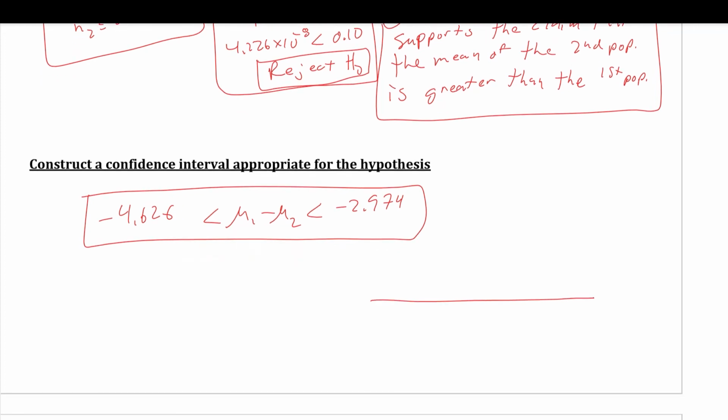Again, if you look at the number line here, we have our lower bound and our upper bound. This is negative 4.626, and this is negative 2.974. Where would 0 be? Well, 0 would be way out here. And this represents an 80% confidence interval. There is a 10% chance that it's to the left of our lower bound, and there is a 10% chance that it's to the right of our upper bound. And the fact that 0 is not in our interval means that we are going to reject the null hypothesis because the difference between mu1 and mu2 is significantly different than 0.